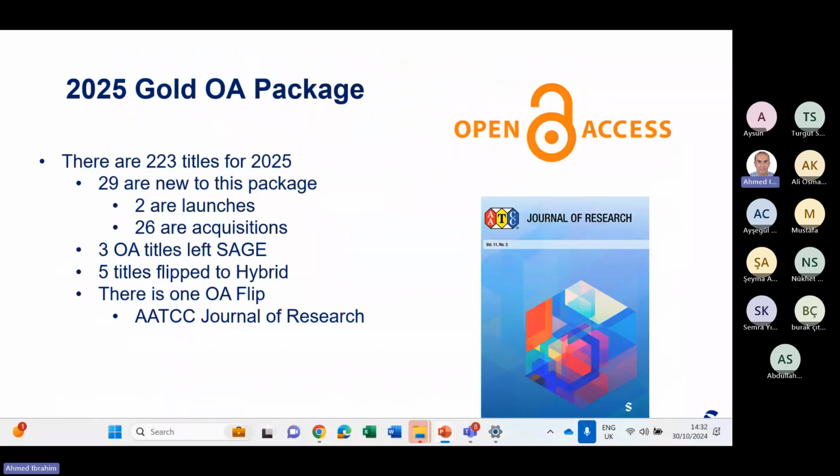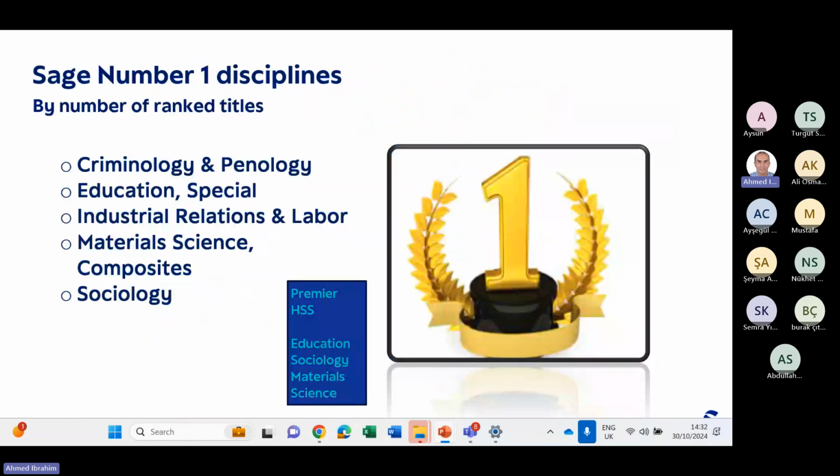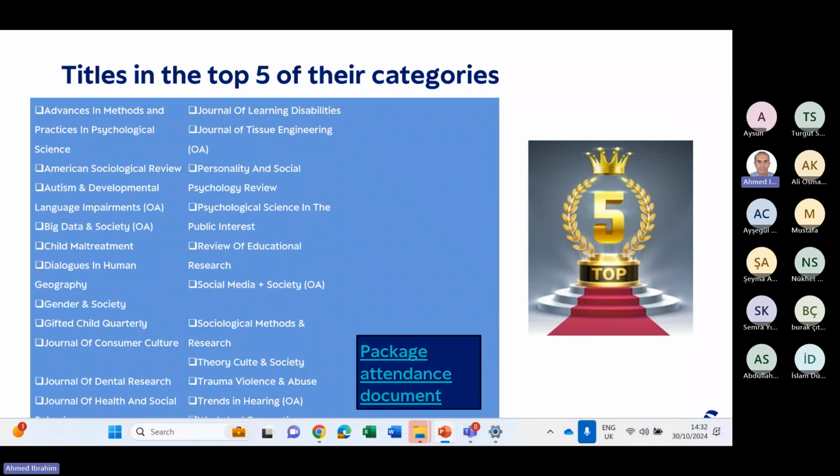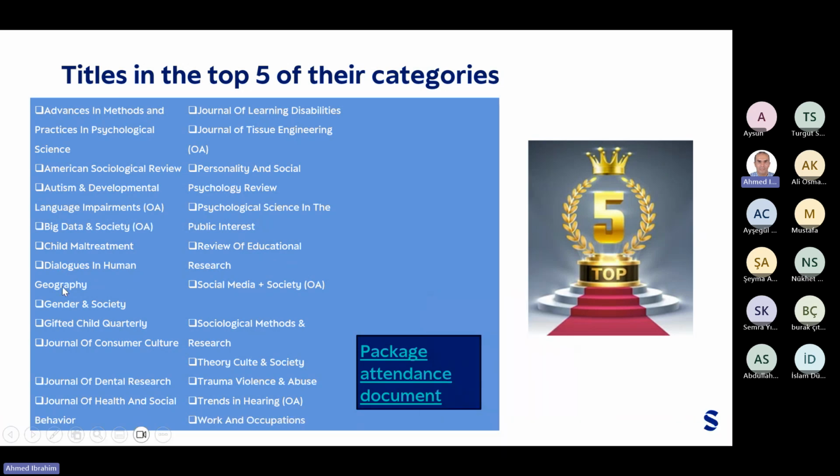Sage is number one in some disciplines like criminology and penology, education special, industrial relations and labor, materials science composites, and sociology. And we are coming second in some disciplines like acoustics, medical ethics, neuroimaging, peripheral vascular disease, and rehabilitation. And we are among the top 5 published in their categories in many disciplines like Advances in Methods and Practices in Psychological Science, American Sociological Review, Autism and Developmental Language Impairments, Big Data and Society, Child Maltreatment, Dialogues in Human Geography. So we are coming fifth, one of the 5 publishers in these categories.